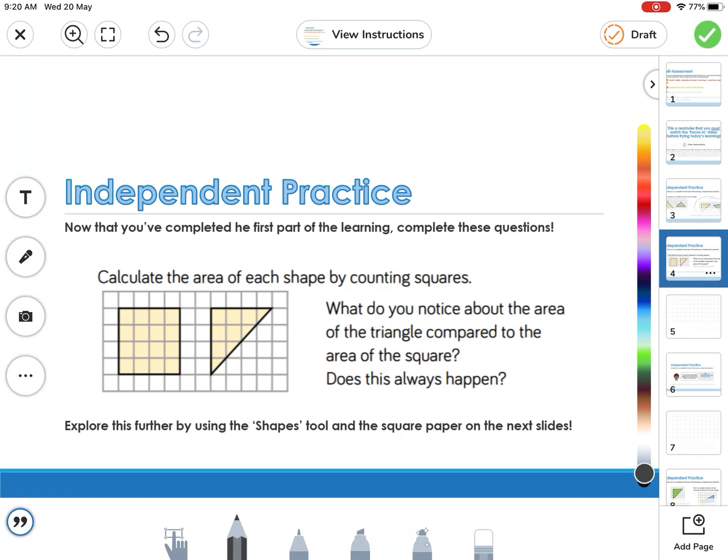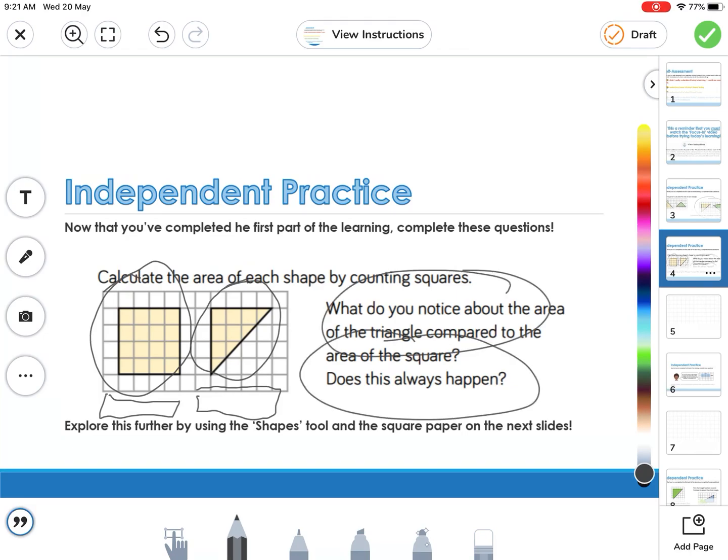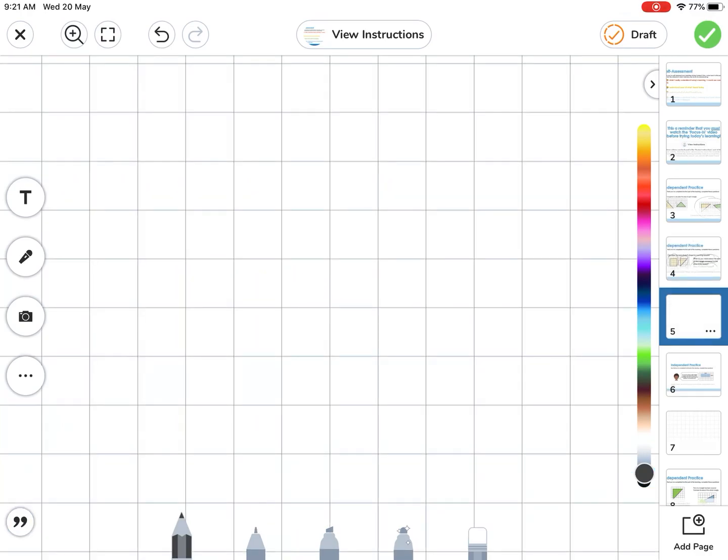So now you completed the first part of the learning, complete these questions. Calculate the area of each shape by counting squares. What do you notice? So count up the amount of squares here, write your answer here. Count up the amount of squares here, write your answer here, then answer these two questions, okay? So what do you notice about the area of the triangle compared to the area of the shape? Does this always happen? So we're going to explore it here.